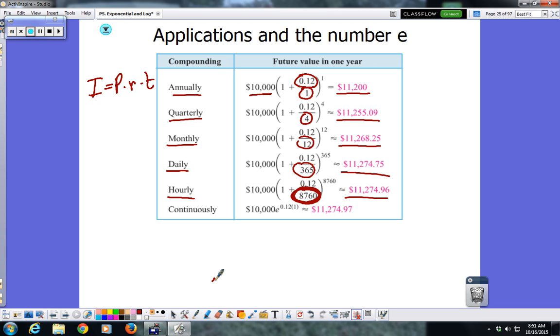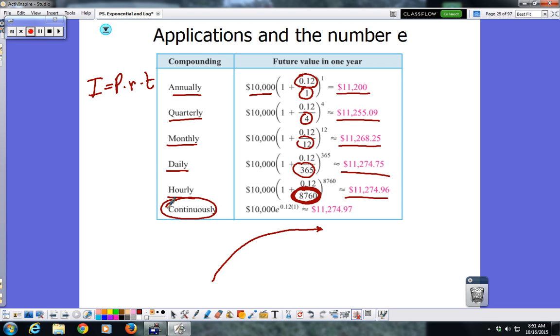Remember that leveling off? The amount of money that you're earning is pretty much leveling off. It's approaching some value. And that value that it's approaching is a continuous compounding of interest. That's like saying the millisecond that you compound your interest, you're going to turn right around and compound it again. So a continuous compounding of interest.